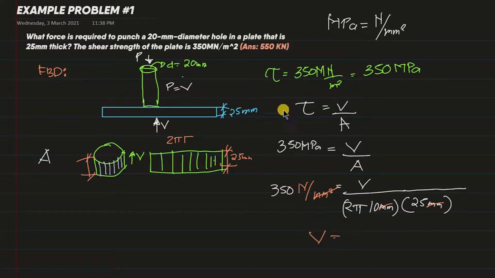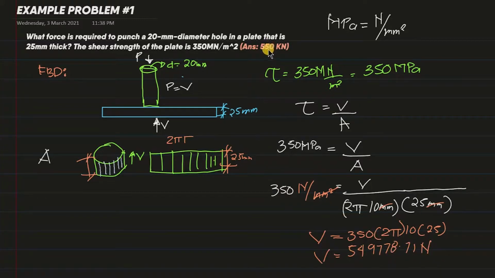So, now, solving for V, transpose lang natin to sa kabilang side ng equation. We have 350 times 2 pi times 10 times 25. Okay? So, solve natin yan. 549778.71 newtons, mga bis. So, this is our final answer.